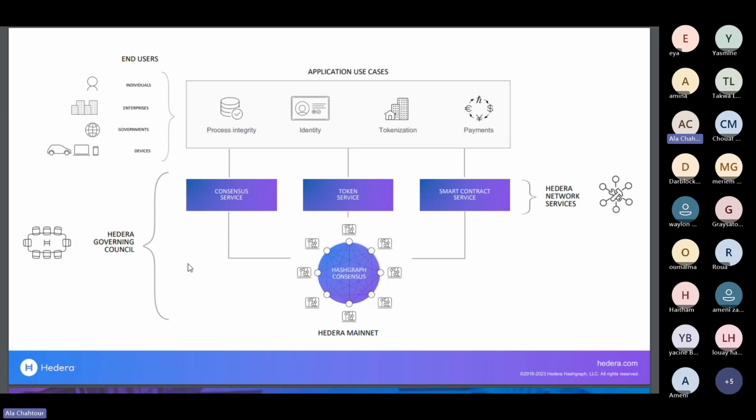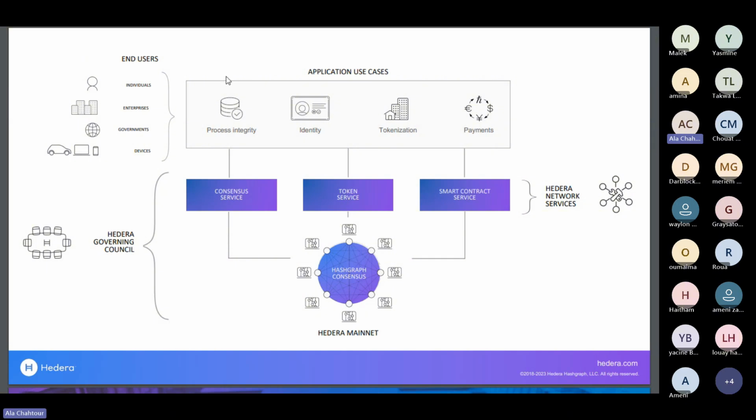So who controls this part? As I told you, the Hedera Governing Council, which are the validators selected by the Hedera network. The council listens to the transactions coming from the consensus service, token service, and smart contract service, processes them, and directly stores them on the Hedera mainnet. That's exactly the idea.